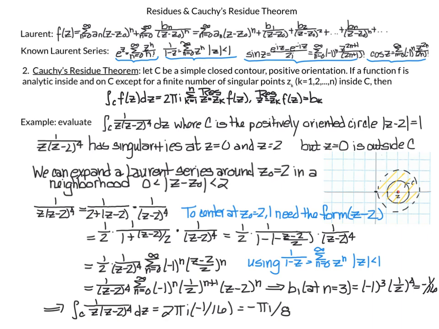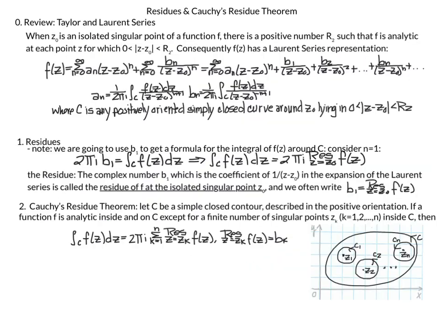A couple of last comments about this example. The thing I think is interesting is we do have this singularity, z equals 0, that's outside of C, so we just ignore it. And then the other thing I thought was interesting is that we need to center it at z equals 2, and we did that just by introducing a minus 2 in the denominator, but we also had to add it back.